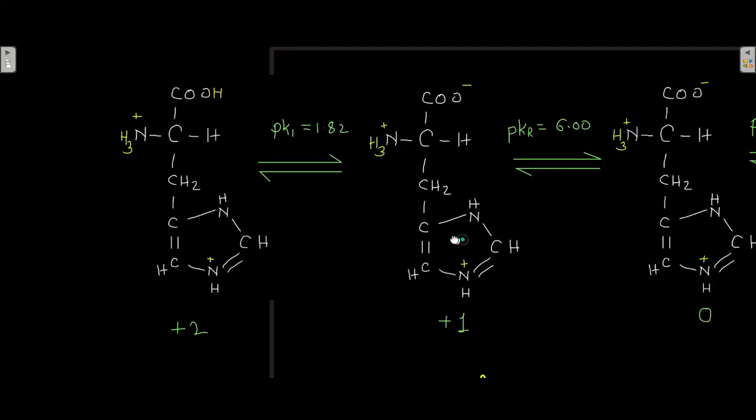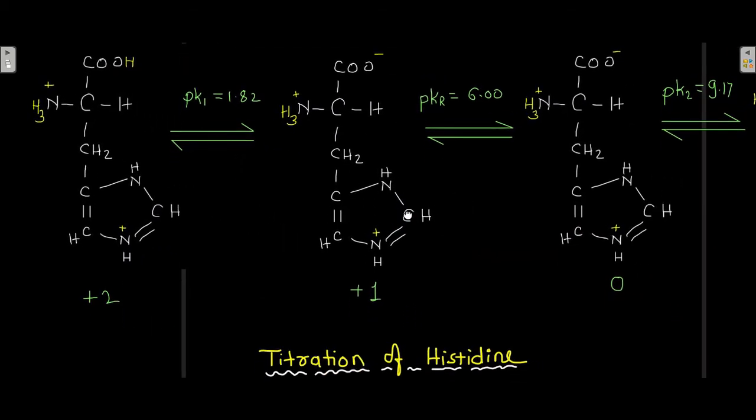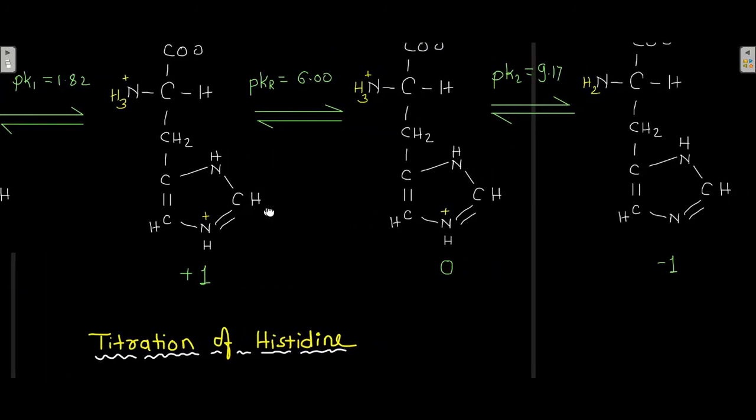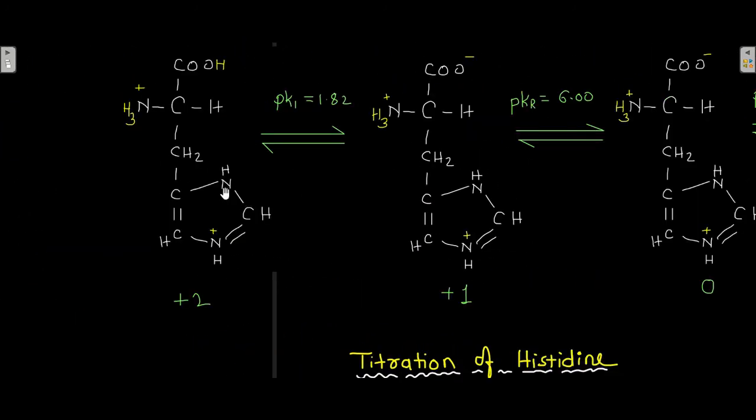So this figure is representing the titration of histidine. Now at very low pH, the histidine molecule has a +2 charge. And why is that? Because the amino group has a positive charge, and this imidazole ring also has a positive charge. And because of this, the overall net charge on the histidine is +2.